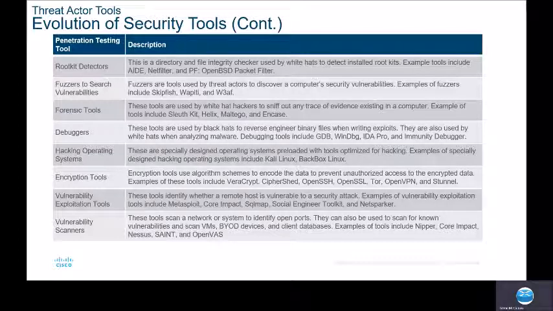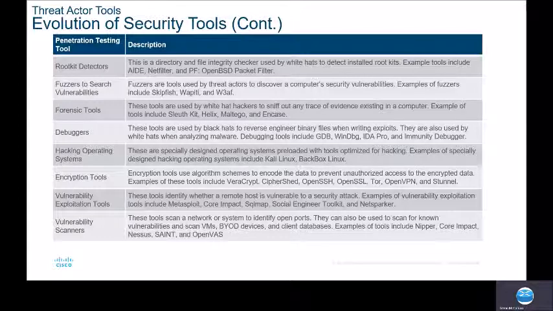So hacking operating systems. These are specifically designed operating systems preloaded with tools optimized for hacking. Examples of specifically designed hacking operating systems include Kali Linux and BackBox Linux. Encryption tools use algorithm schemes to encode the data to prevent unauthorized access to encrypted data. Examples of these include VeraCrypt, CipherShed, OpenSSH, OpenSSL, Tor, OpenVPN, and Stunnel.